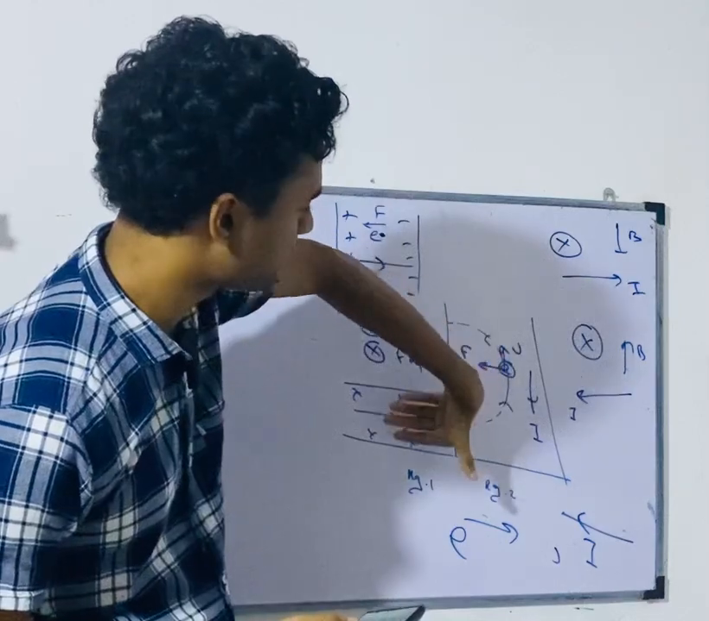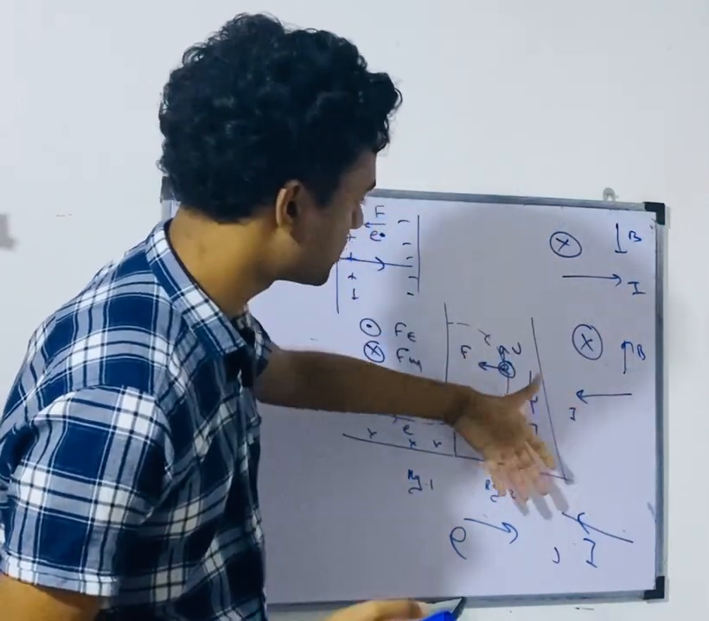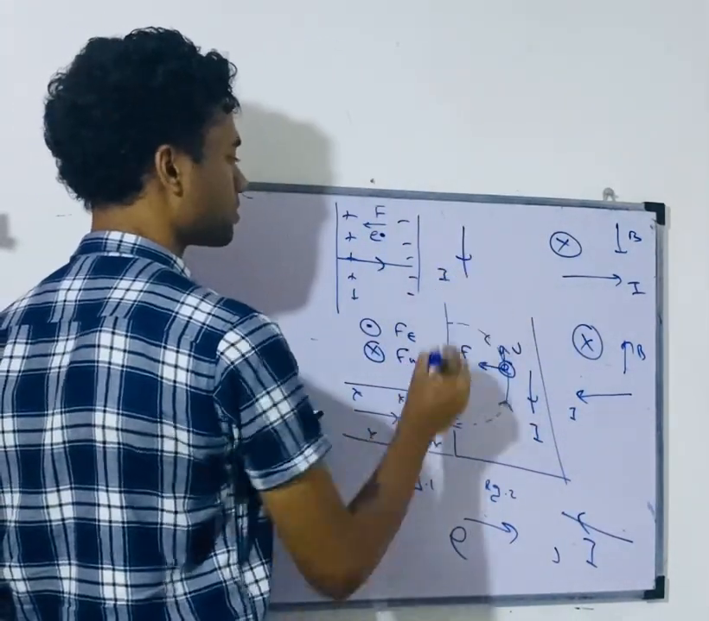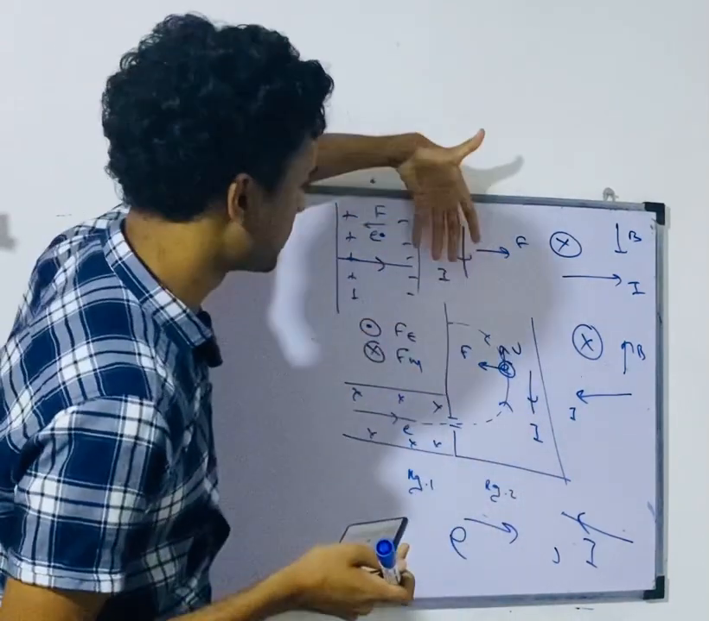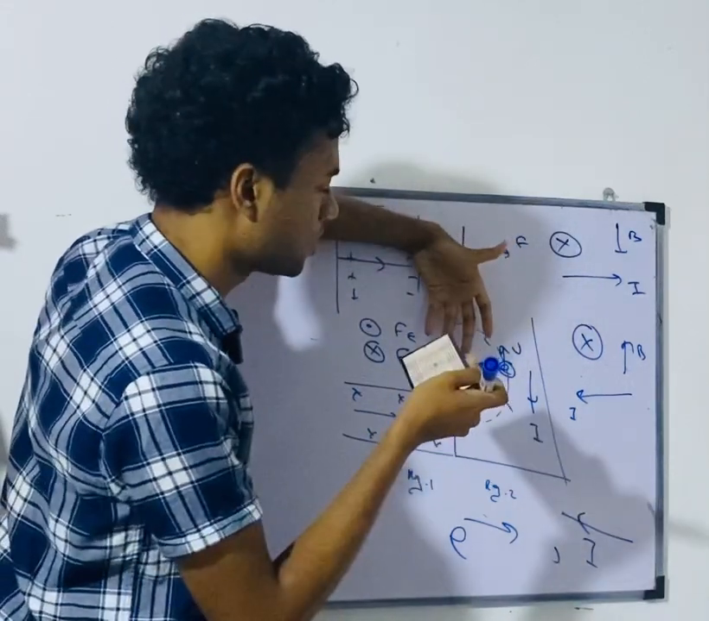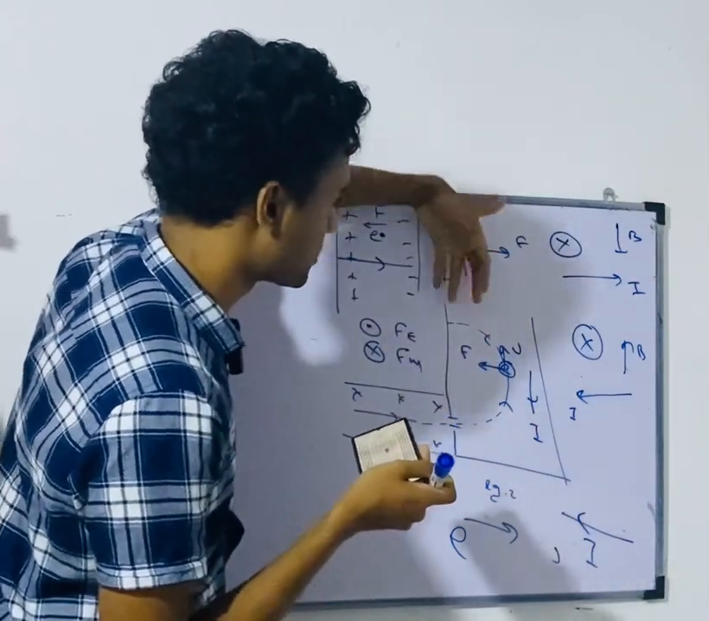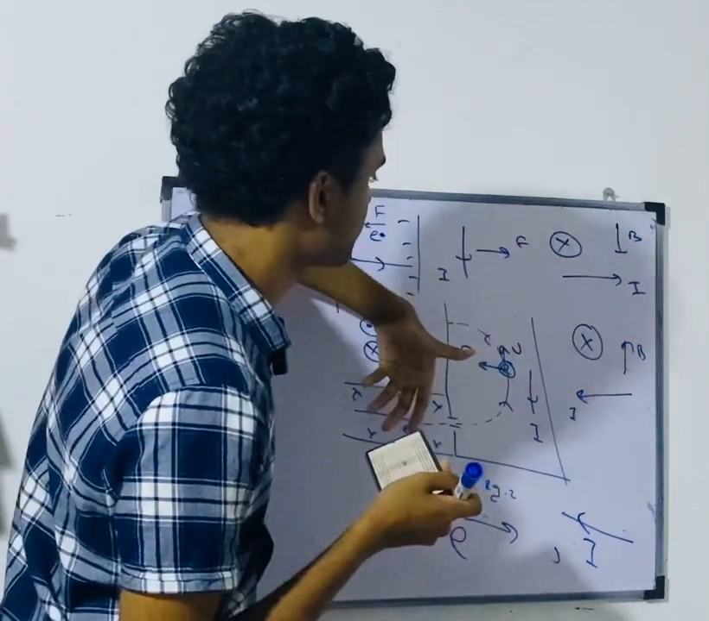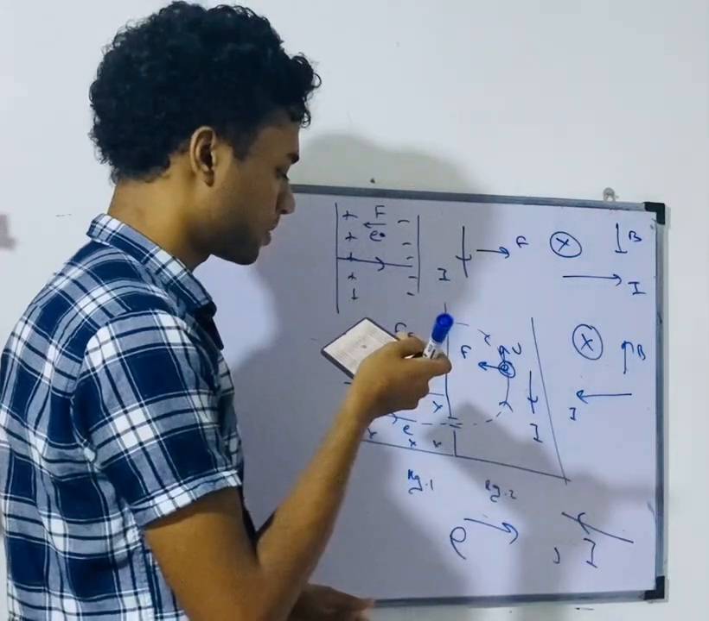And the force, the current is downwards, and now suppose the force is in this direction. Current is occurring downwards, and the force is in this direction. Then the magnetic field exists into the whiteboard, right? If the current exists downwards like this, and the force exists in this direction, then the magnetic field is occurring into the whiteboard.